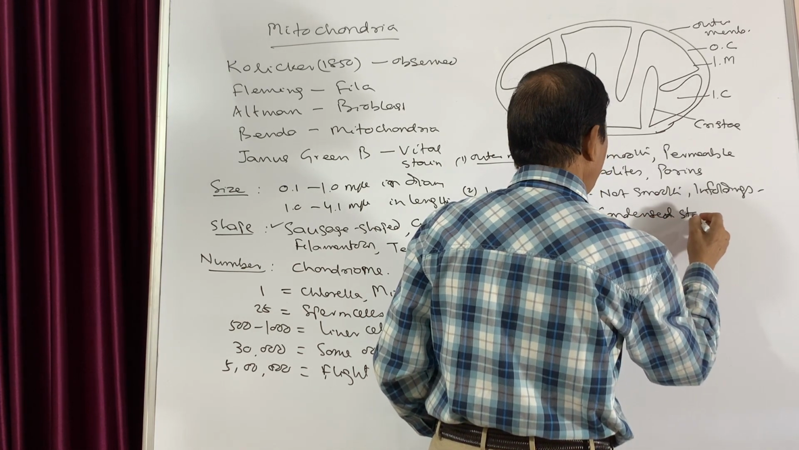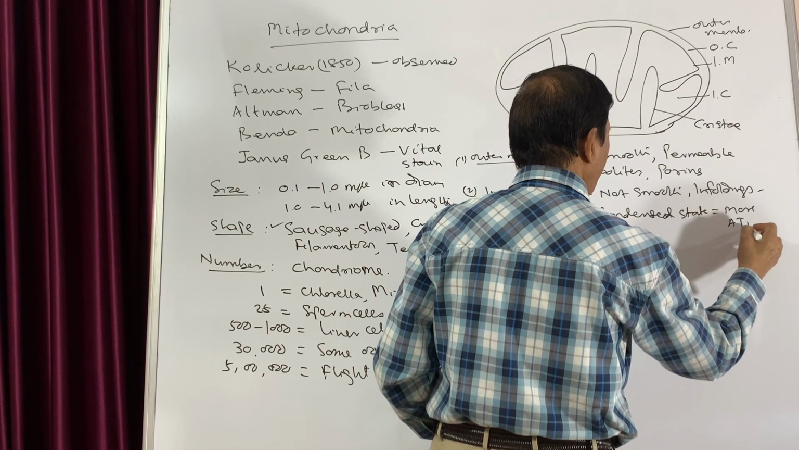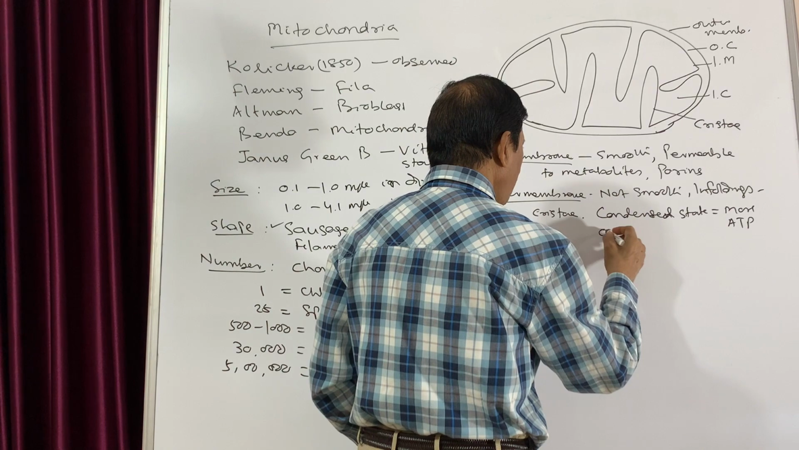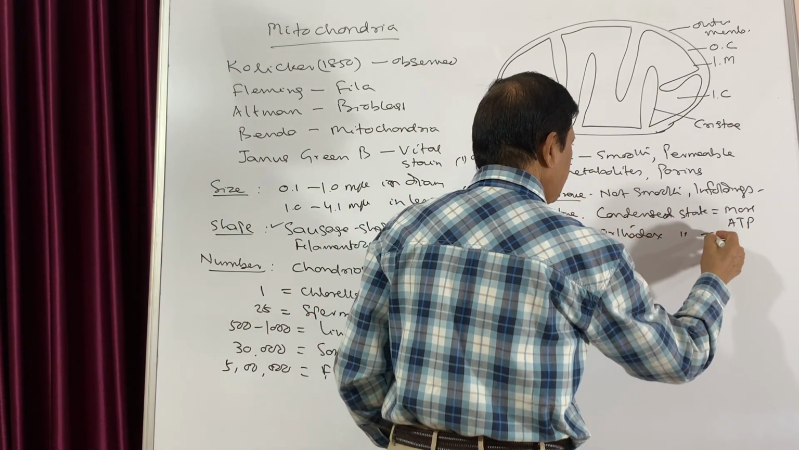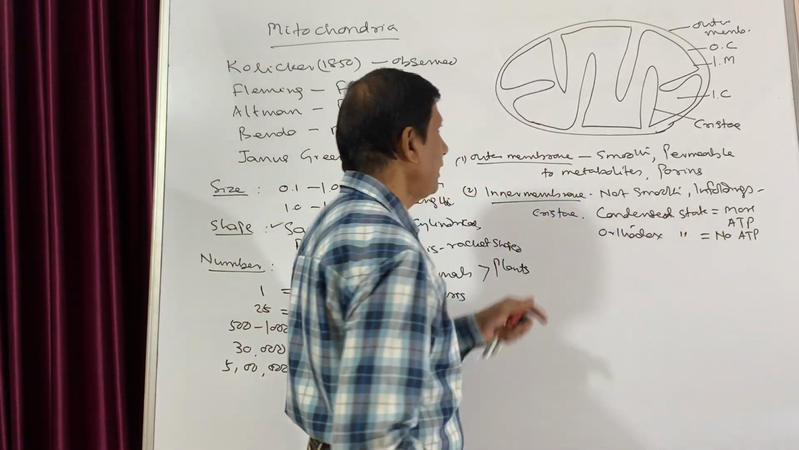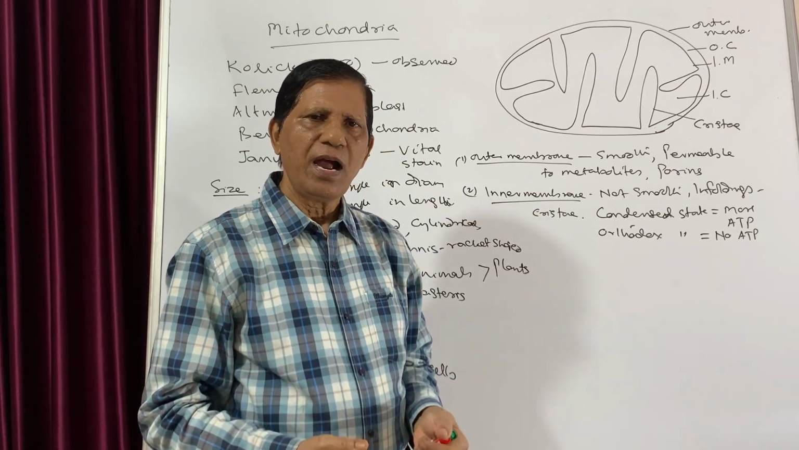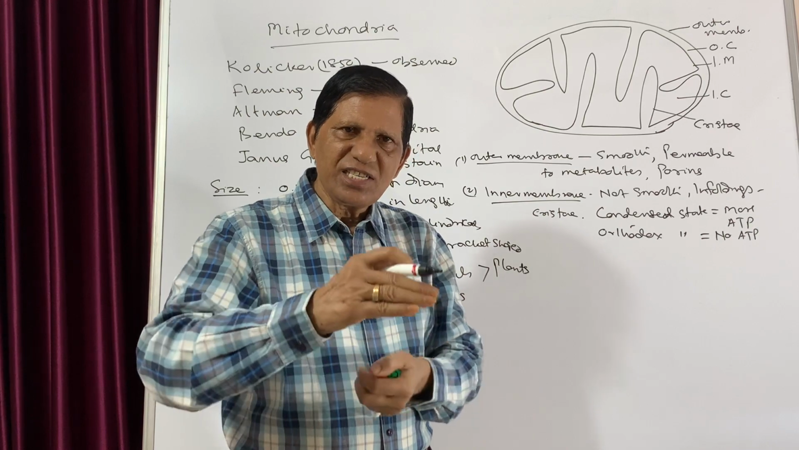Condensed state means there is a production of more ATP, or it may be in the orthodox state. Orthodox state means no ATP production. So in that case, the cristae are not well developed, and the structure of the mitochondria is changing.